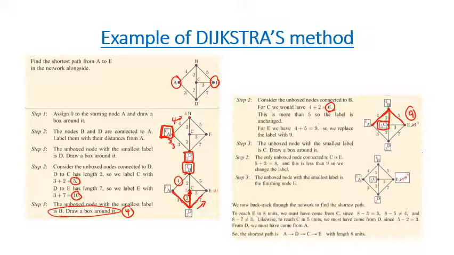It says the unboxed node at the smallest label is C. So you draw a box around it. So that's why we've got our box around C, because C's got 5. Okay, 5 being less than 6.